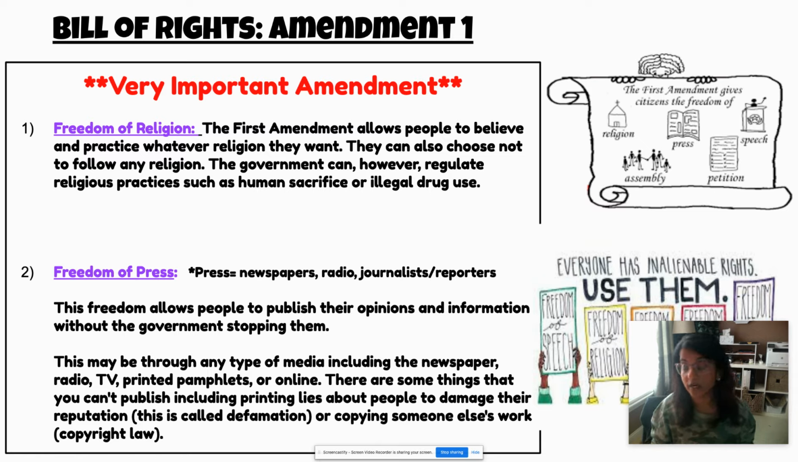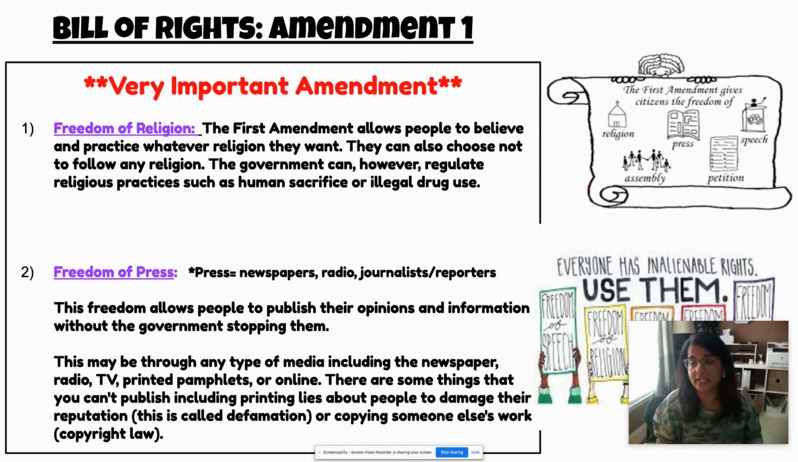Number two is freedom of press. So, this is still part of the First Amendment, and it protects the freedom of press. Press just means newspapers, radio, journalists, reporters, anything that's giving you news. Okay, so that group of people is called the press. So this freedom is awesome, you guys, because it allows people to publish their opinions and information without the government stopping them. Okay, now obviously they can't tell outright lies, or anything like that.